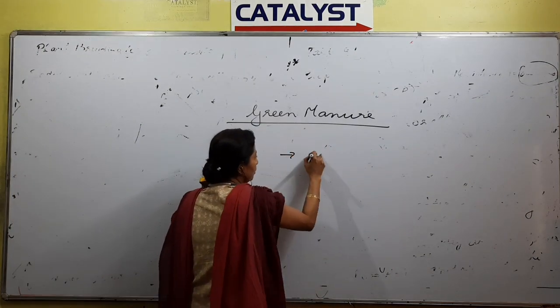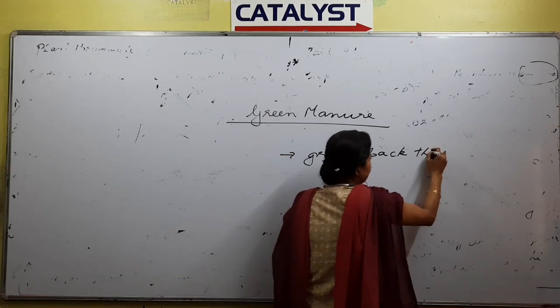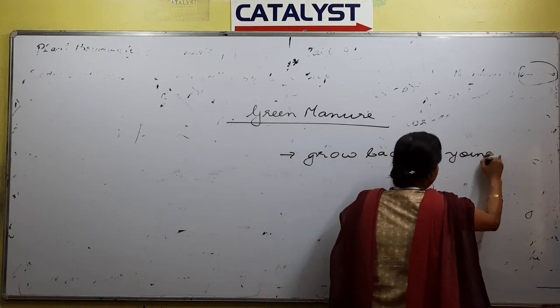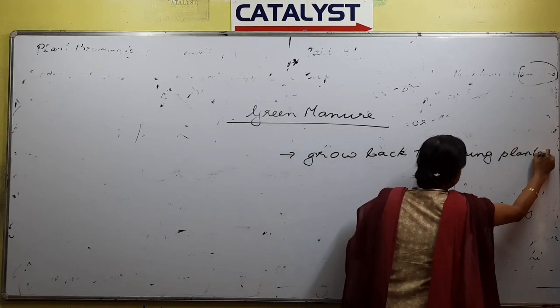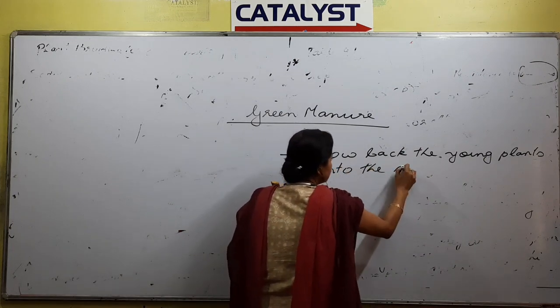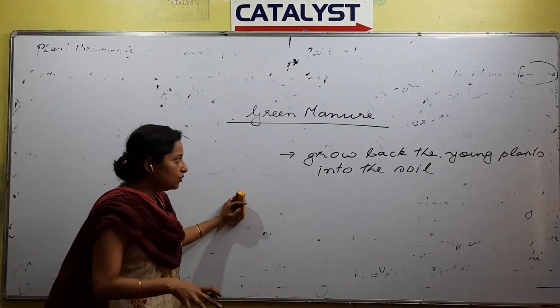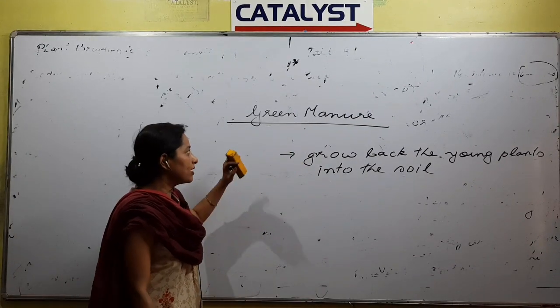Grow back the young plants into the soil, right? So young plants bilak akko jodi matit ami use koru ar tak ami ki boli kau, we are talking about to prepare green manure, right?